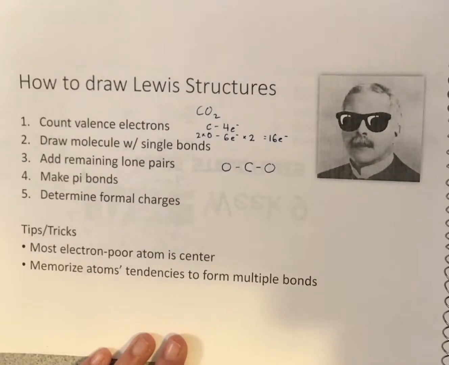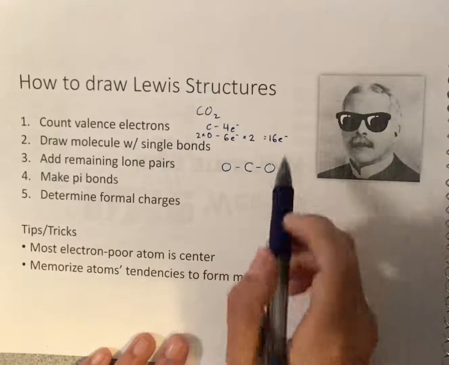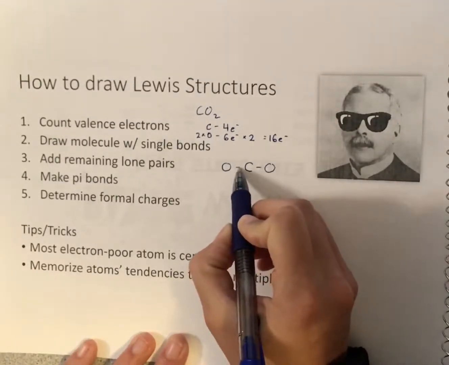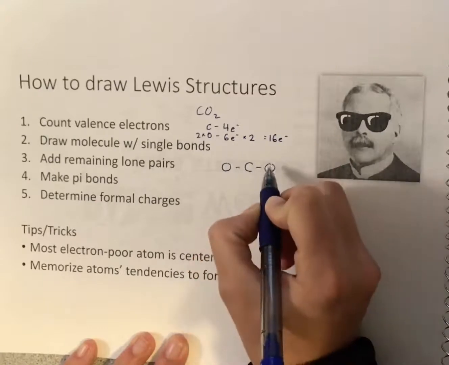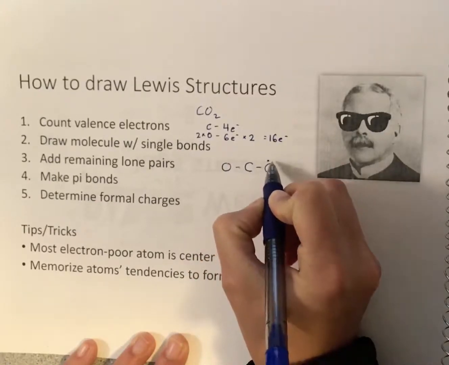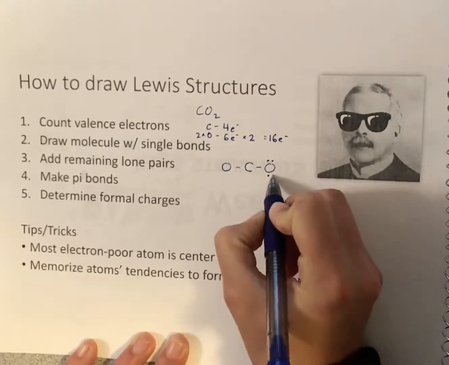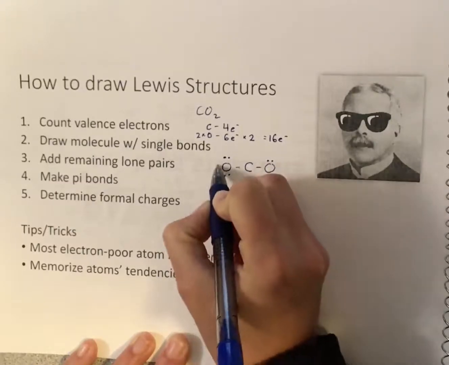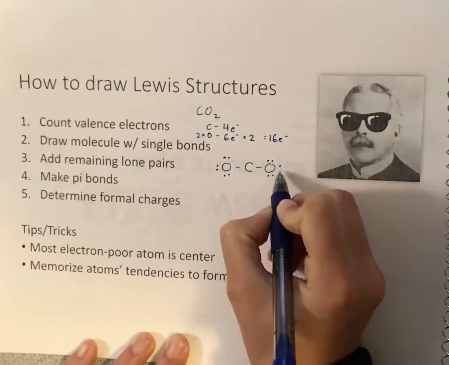So now we will add the remaining lone pairs of electrons. So we have 16 electrons to distribute. So we have 1, 2, 3, 4 in each of the single bonds. And then we'll say 5, 6, 7, 8, 9, 10, 11, 12, 13, 14, 15, 16.